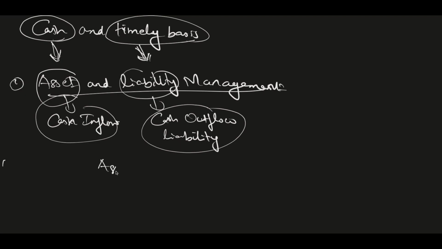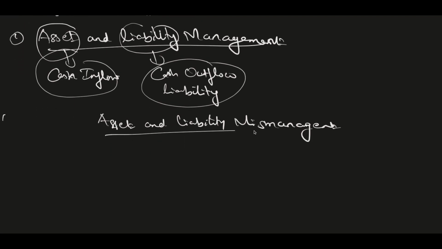If not, then it leads to asset and liability mismanagement. Now what is this asset and liability mismanagement? Say, for example, the company DHFL faced bankruptcy issues a few years back because of asset liability mismanagement. This is an NBFC, a non-banking financial company. Basically it used to give loans, like real estate and all.